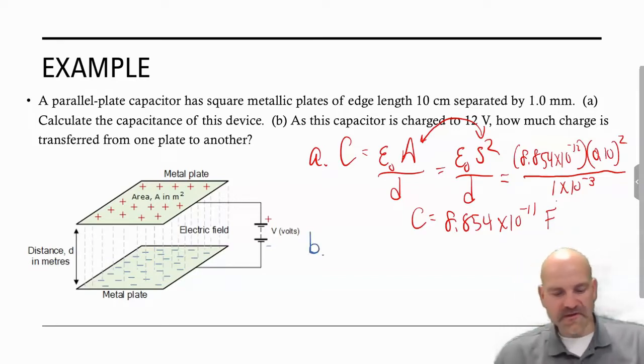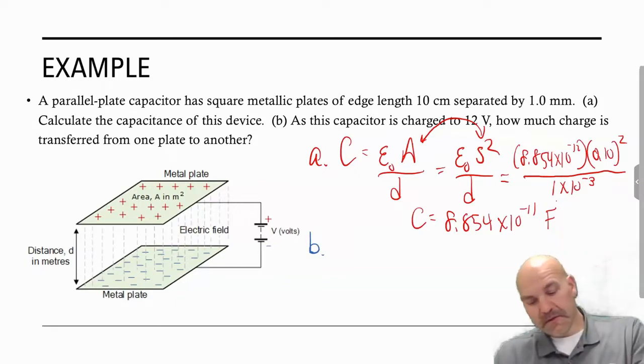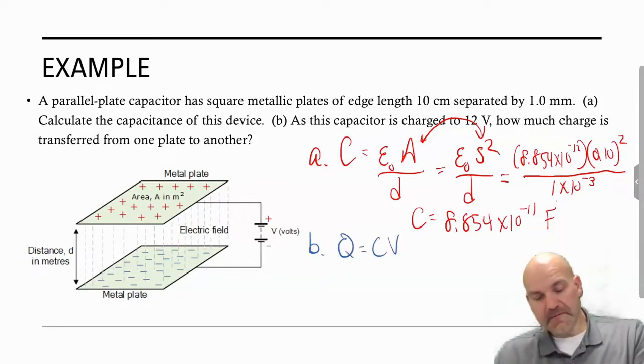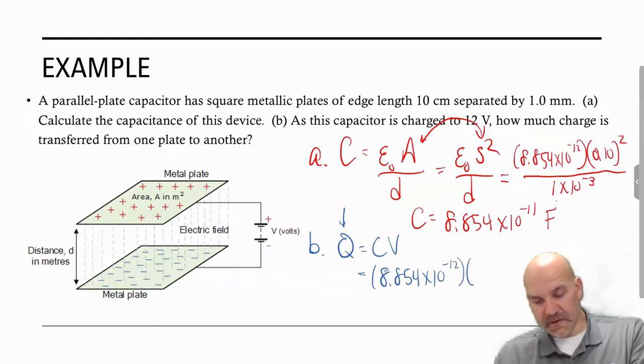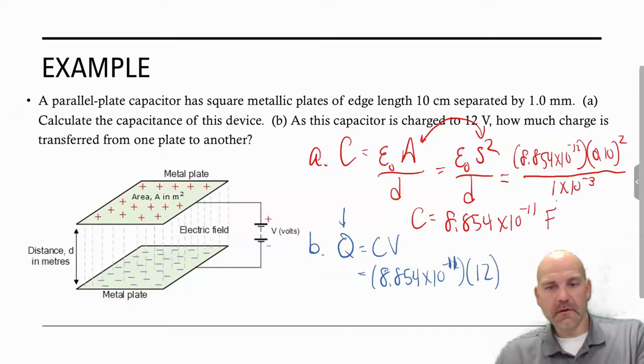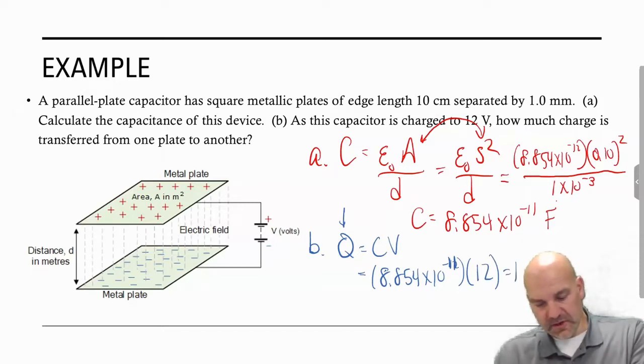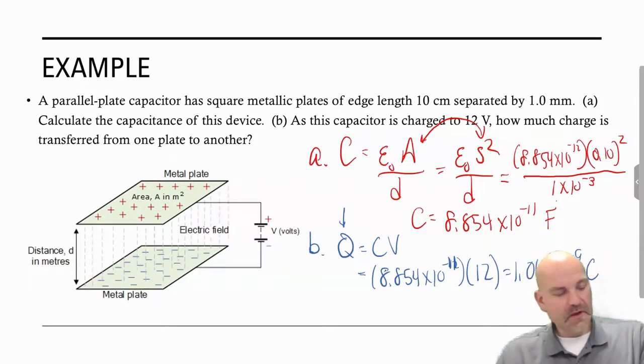All right, part B, right? So as the capacitor is charged at 12 volts, how much charge was transferred? We would use Q equals CV, because that's the charge we're looking for. So we would say 8.854 times 10 to the negative 11th times 12 volts, and that would give us a charge of 1.06 times 10 to the negative 9th coulombs.